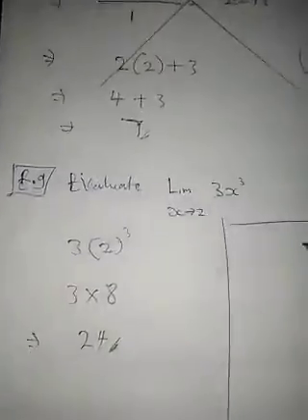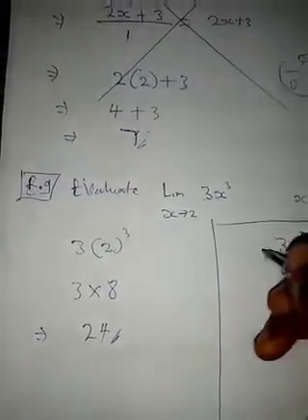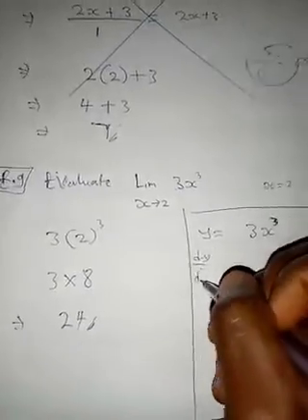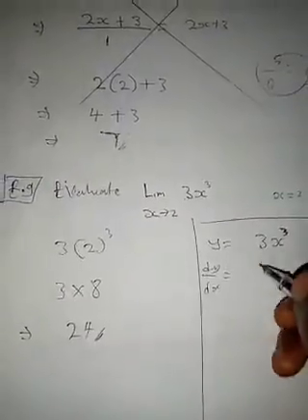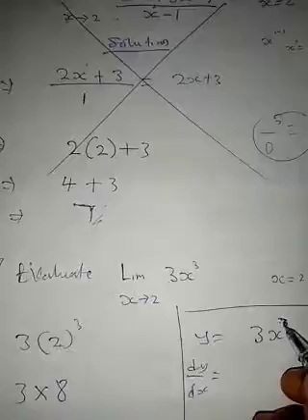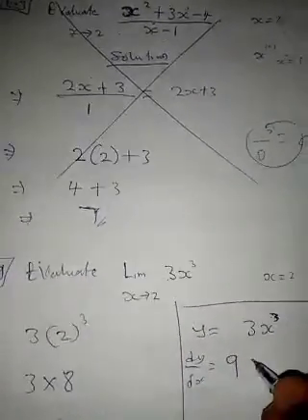So if I try to differentiate this, that's y equal to this, and dy over dx of it, which means 3 will multiply 3, and that will give me 9. So 3 multiplied by 3 is going to give me 9. Then I will be having x, and the power will reduce to 2.